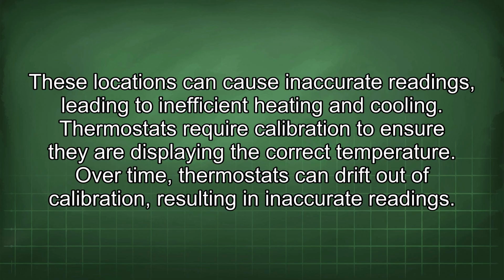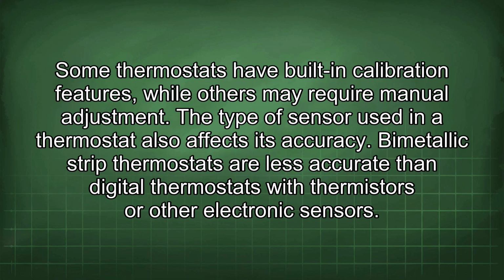Thermostats require calibration to ensure they are displaying the correct temperature. Over time, thermostats can drift out of calibration, resulting in inaccurate readings. Some thermostats have built-in calibration features, while others may require manual adjustment. The type of sensor used in a thermostat also affects its accuracy. Bimetallic strip thermostats are less accurate than digital thermostats with thermistors or other electronic sensors.